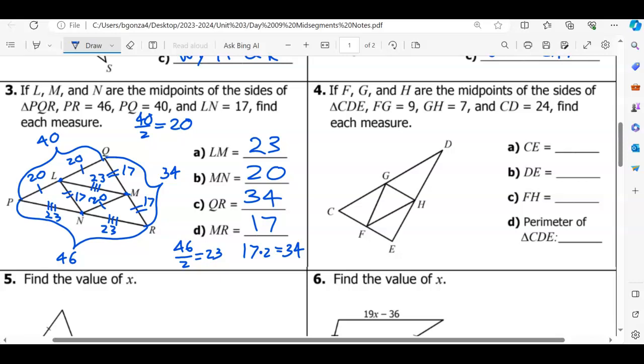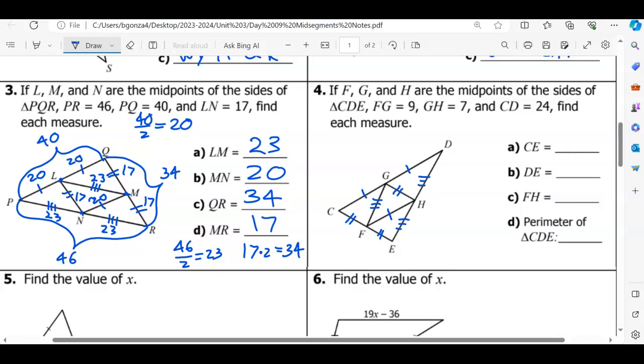Okay, on the next one, let's label it. Here we go. F, G, and H are midpoints. So I can put 1 tick, 1 tick, 1 tick. That's what we've learned, right? All those halves that are parallel are the same. And then we can do this. 2 tick, 2 tick, 2 tick. Those halves in the mid-segment are the same. And then this one, 3 tick, 3 tick, 3 tick. Those halves in the mid-segment are the same.